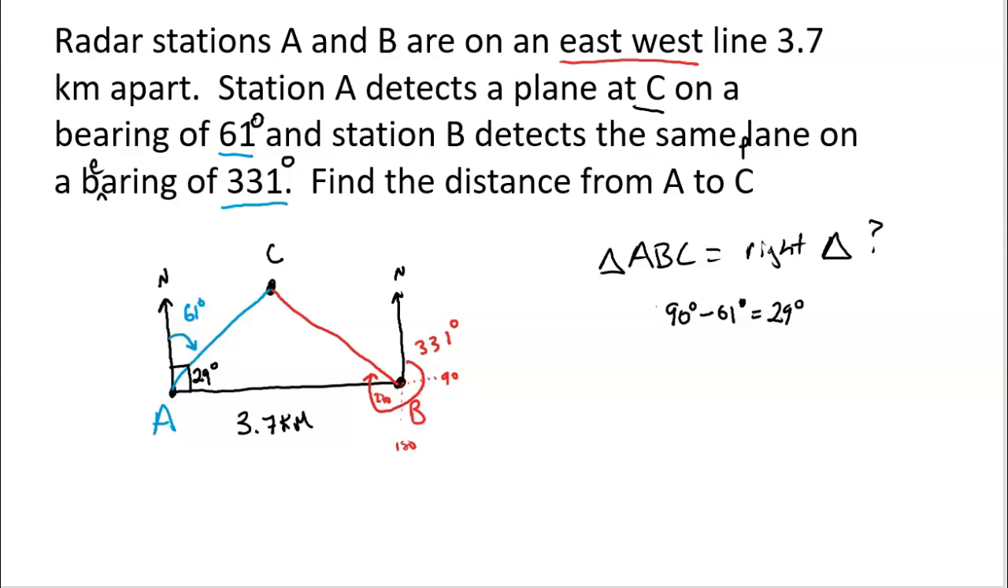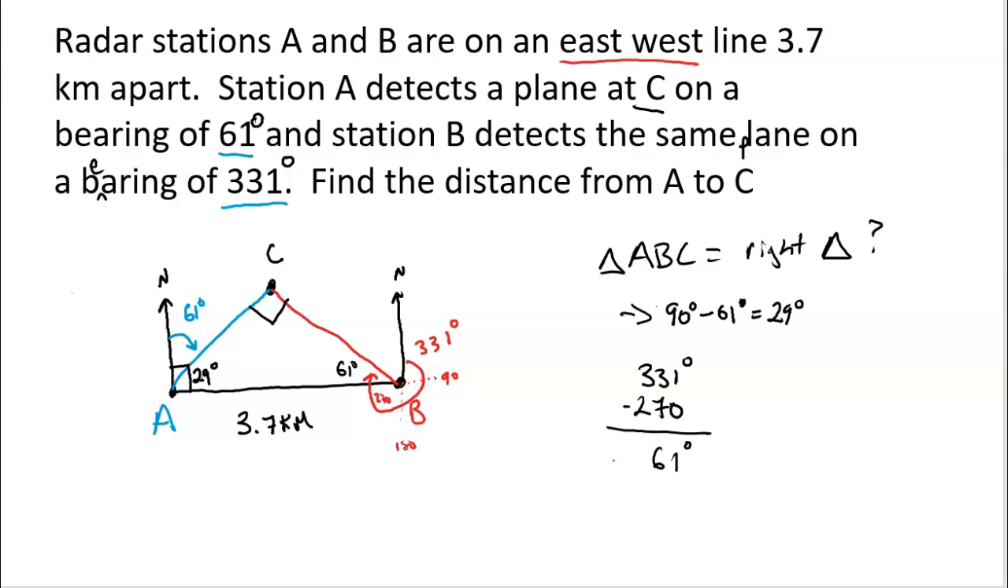I want to figure out the difference between 331 and 270. So I'm going to say 331 minus 270. I get 61 degrees, so this will become 61. And I already know that 29 and 61 add up to 90 degrees. So now I know that this is a right triangle, and I can use some trig to find my distance.